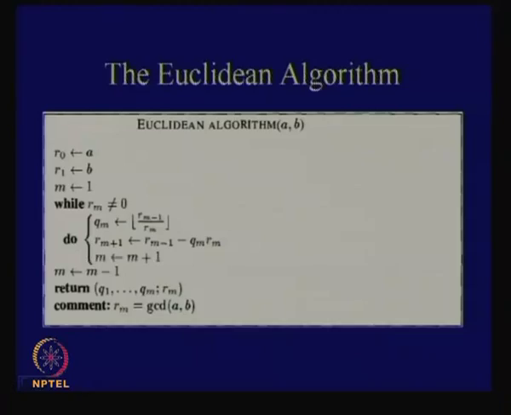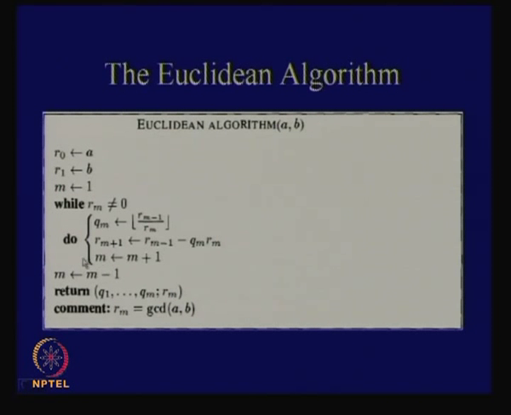So, why does this algorithm work? This is the pseudocode of the algorithm. You see that A has been stored in R naught, B has been stored in R 1, and you start with m equal to 1 and compute the quotient. The quotient is the floor of R m minus 1 divided by R m, and you get Q m, and then you get R m plus 1. So, R m plus 1 is R m minus 1 minus Q m into R m.